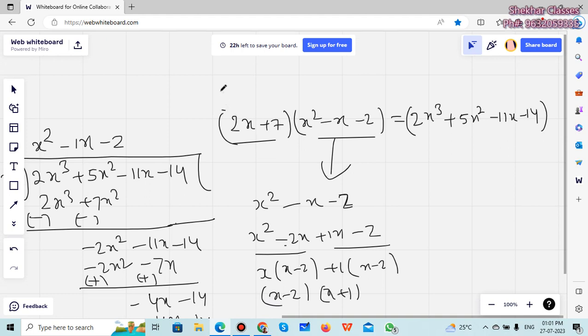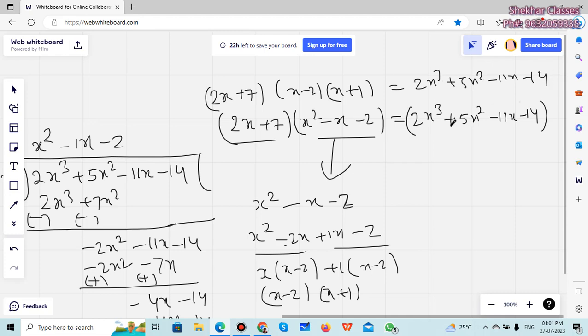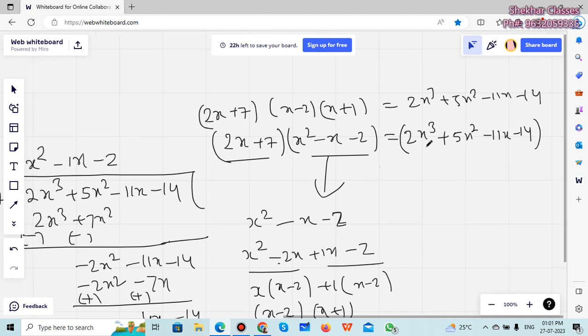This is same as 2x plus 7, and this can be written as x minus 2 and x plus 1. Okay, and that is equal to what? 2x cube plus 5x square minus 11x and minus 14. So which means when we factorize this, we get this one here. What do we get? We get this one. Clear? So this is the way that we have to factorize it.